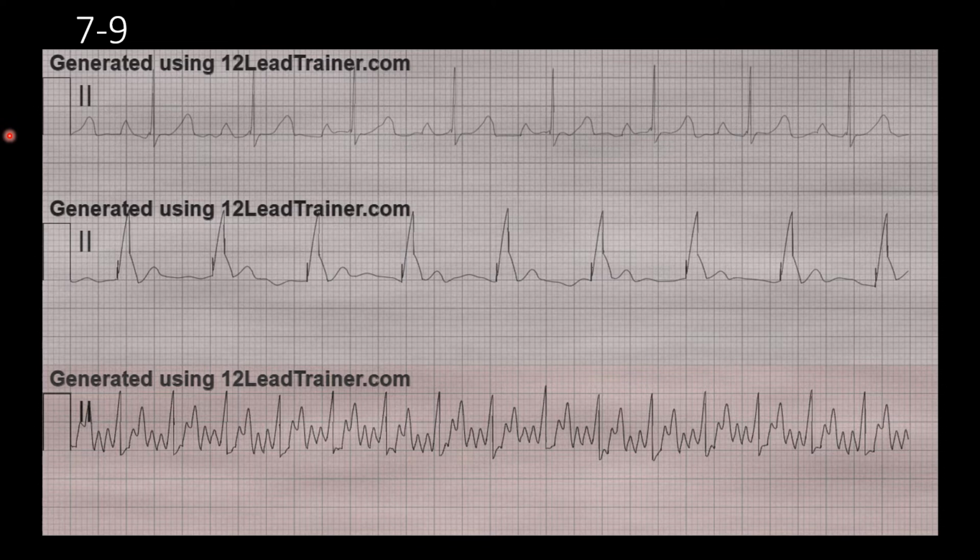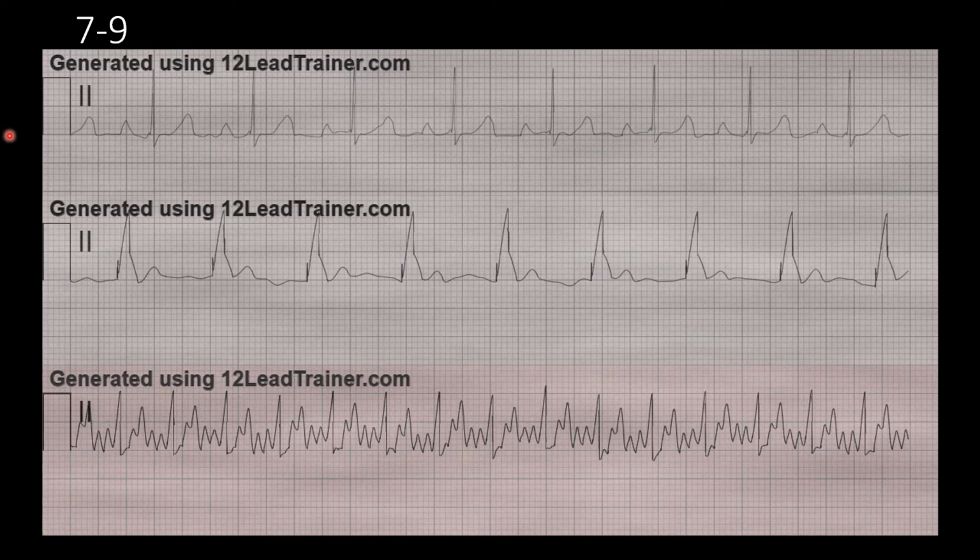We do have P waves. We have one before every QRS, no missing or extra ones. They are upright, fairly round, in lead 2, and they do appear to be unifocal or monomorphic, meaning they have the same appearance, so they are coming from the same area. So I would call this sinus P waves.